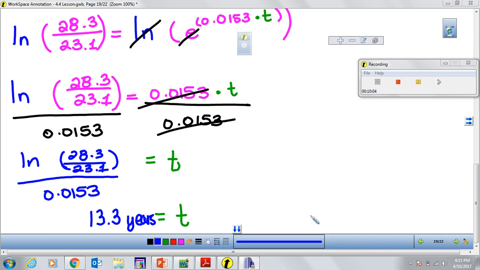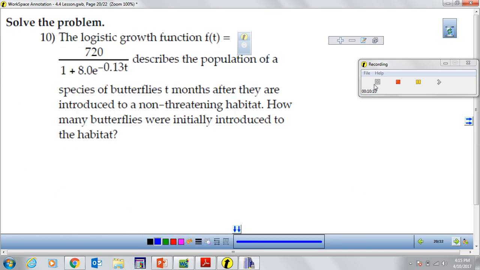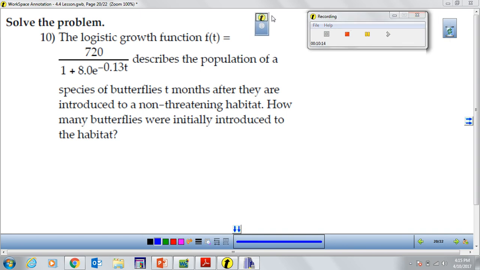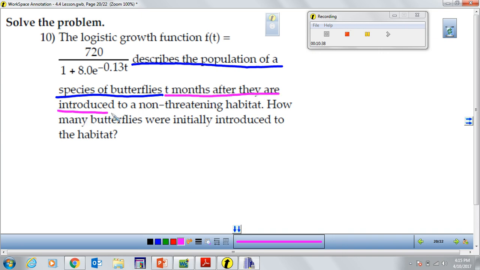The next one is going to be right here. The logistic growth function, f of t, and they give you this logistic growth function, which is just a formula. So this logistic growth function models or describes the population of a species of butterflies t months after they are introduced to a non-threatening habitat. How many butterflies were initially introduced to the habitat?